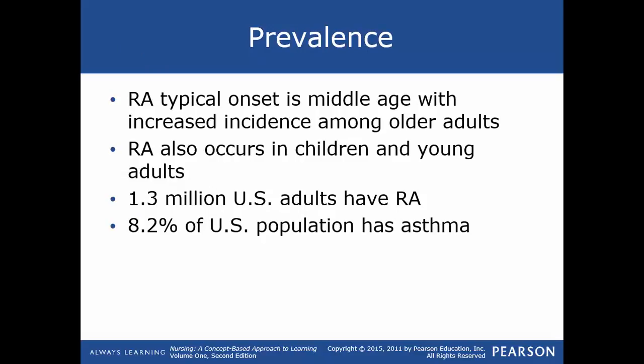Looking at prevalence, basically different disease processes have different prevalence. Like rheumatoid arthritis, typically onset is middle age with increased incidence among older adults, but it can also occur in children and young adults. It's like 1.3 million people in the United States, specifically adults, have rheumatoid arthritis, and then 8.2% of the U.S. population has asthma, so it's a little bit bigger. Millions of adults and kids in the United States have some type of inflammatory disorder.